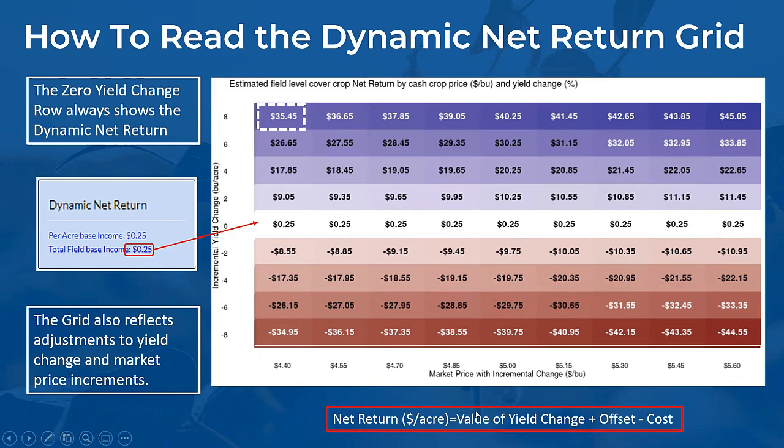And again, net return is the value of the yield change. So it's a yield increase or decrease multiplied by price, plus or minus different offsets, and minus the cost. So that's the core of the partial budget analysis. In other terms, in economics, you would call this sensitivity analysis, because here we're trying to address the range of prices and the range of yield changes at the same time.